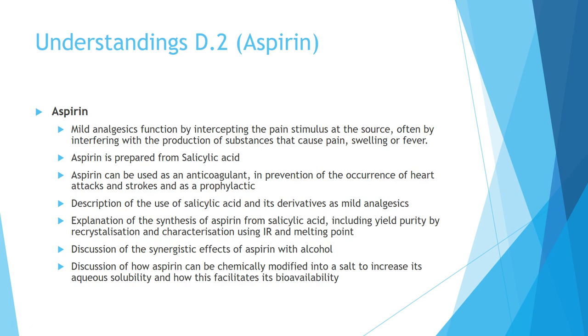Okay, so we're going to break this down first, and we'll look at aspirin in particular in terms of the understandings that we need to know. You can see here that it's listed as a mild analgesic, and we need to know the function of how mild analgesics work by intercepting the pain stimulus, that it is prepared from salicylic acid, and we will actually make aspirin in class so we can see how that preparation is done. That it's also used as an anticoagulant, that one of the side effects of aspirin now has become one of its main therapeutic uses, that we need to describe this term mild analgesics and explain the synthesis, and also this idea of synergistic effects.